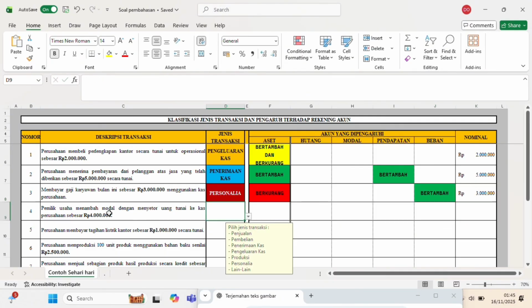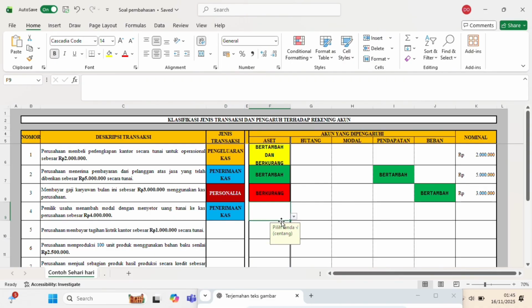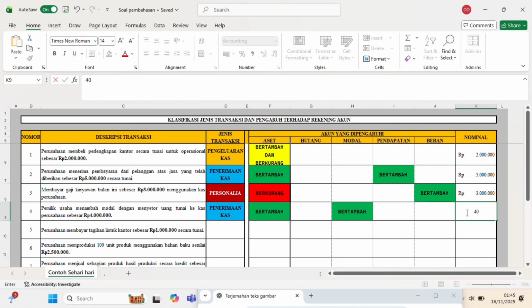Number 4. The owner invested additional capital by contributing cash to the company amounting to 4 million. Since the owner is adding capital, this transaction is considered a cash receipt. The accounts affected are cash, an asset, increases, and owner's capital increases, amount 4 million.